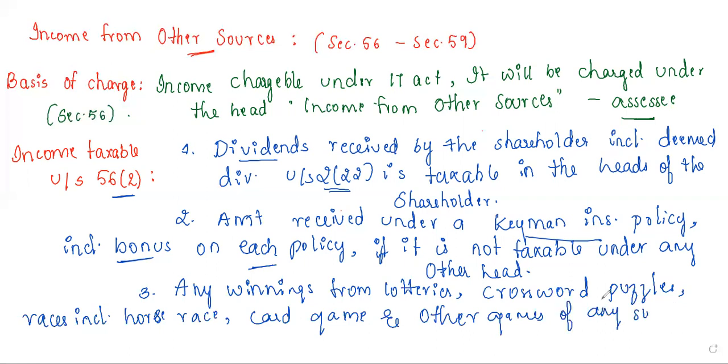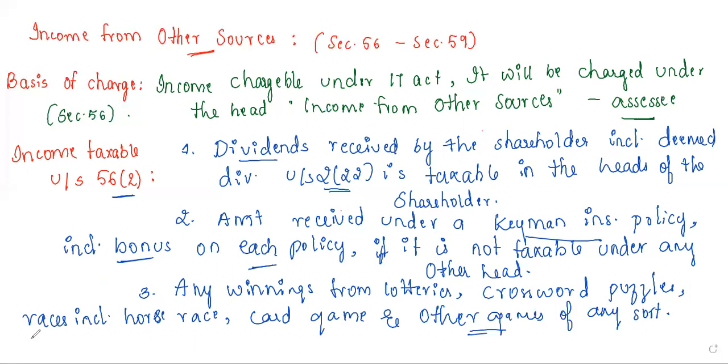Any sort is nothing but related to this, like lottery winning, crossword puzzle, horse race, or any kind of races, or any kind of card games, or any other games which will be included over here. These will be coming under income from other sources. Okay. So any doubts in this?